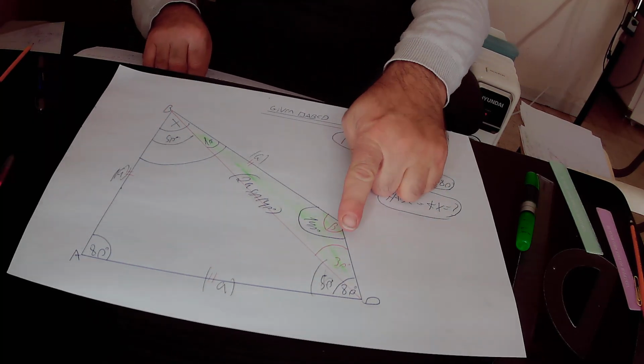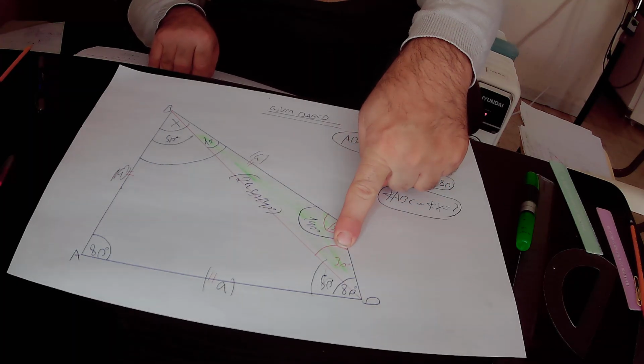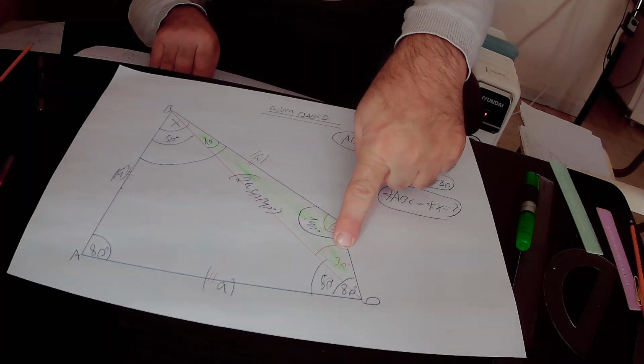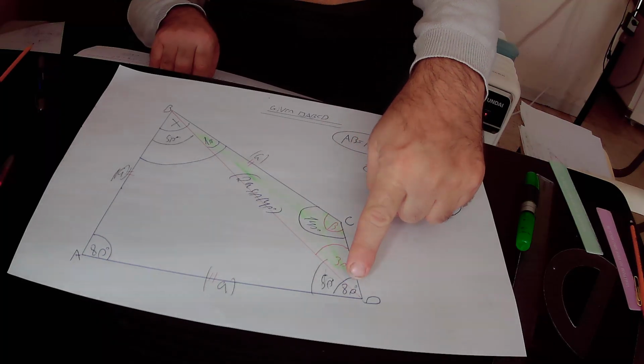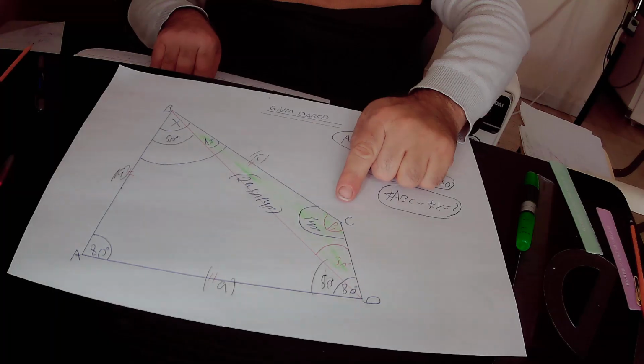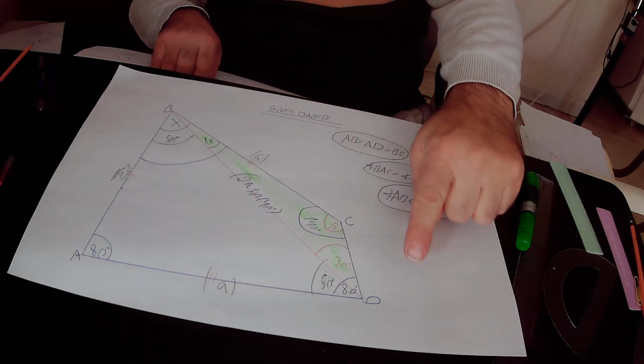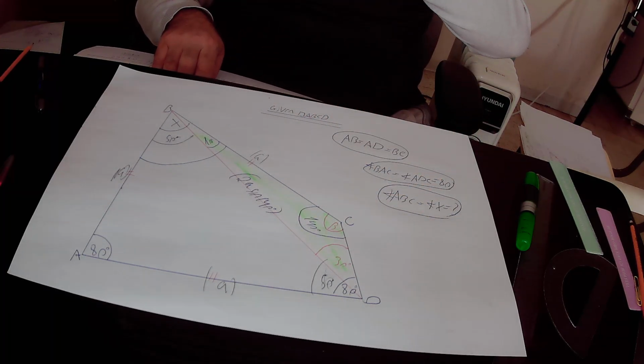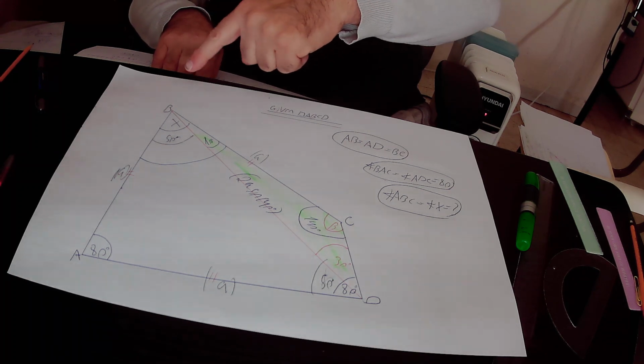What is the size of this missing angle BDC? From the diagram it is very easy to see that angle BDC equals 80 degrees minus 50 degrees, that is 30 degrees. The next step, we define this angle BCD as beta, and then we implement the law of sines in this triangle ABD.